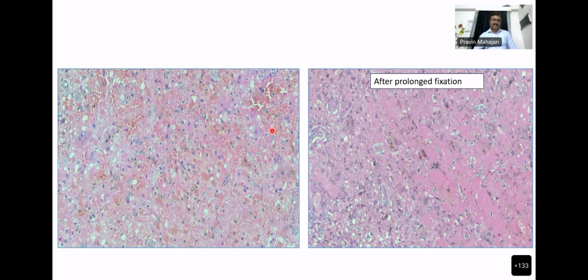Now again on the left side you can see that there is a hemorrhagic tissue, which after prolonged fixation has this very brown black pigment which has precipitated within this hemorrhagic area, and this is called a formalin pigment. Now that can be confused sometimes for melanin pigment or a variety of other pigments. That's why it is very important to know how the formalin pigment looks.